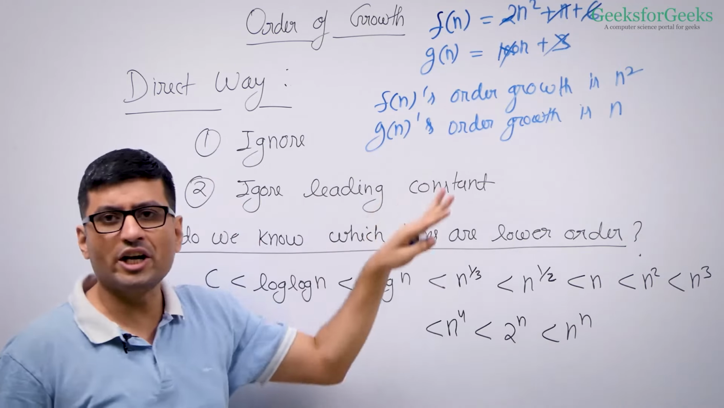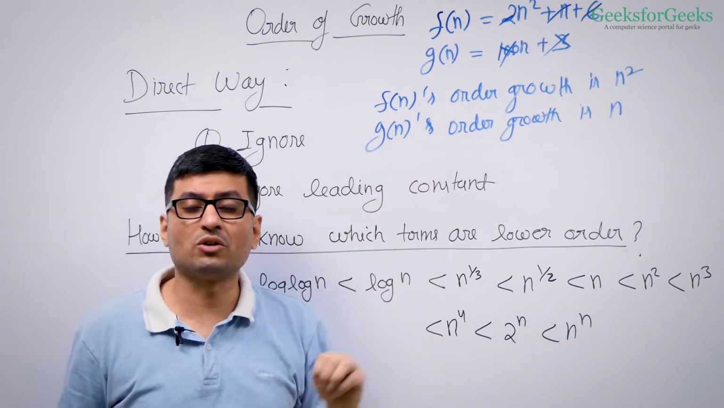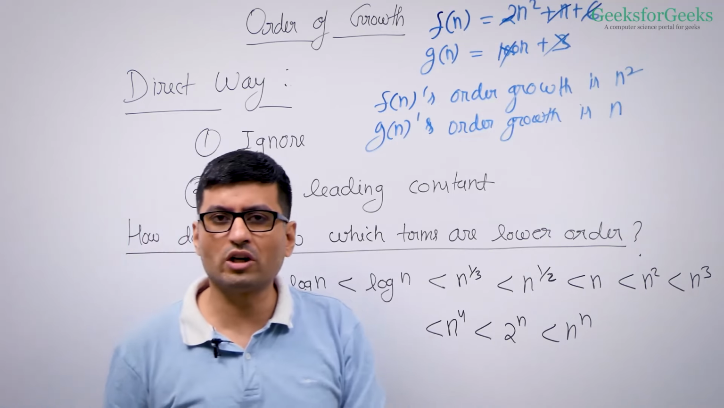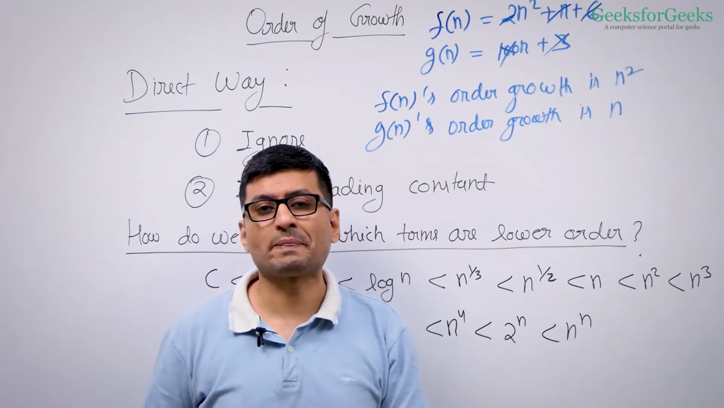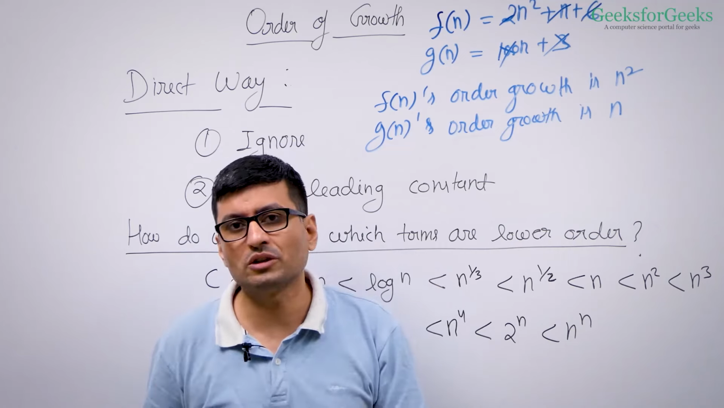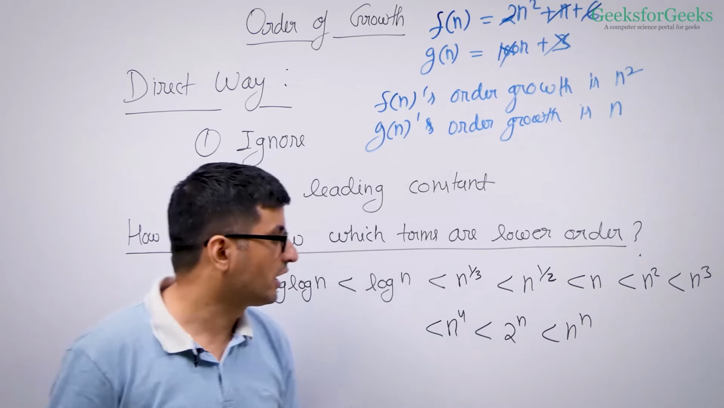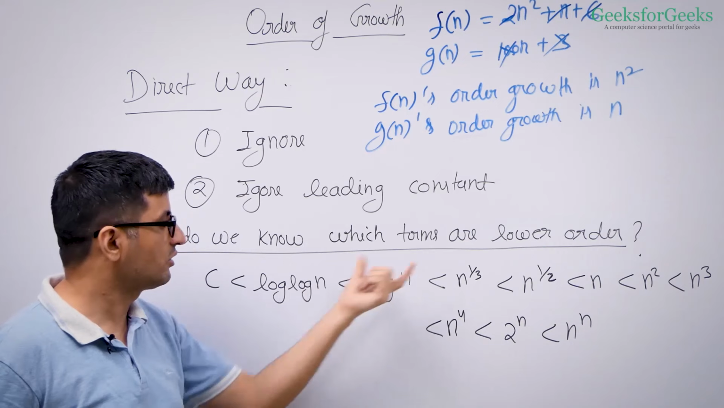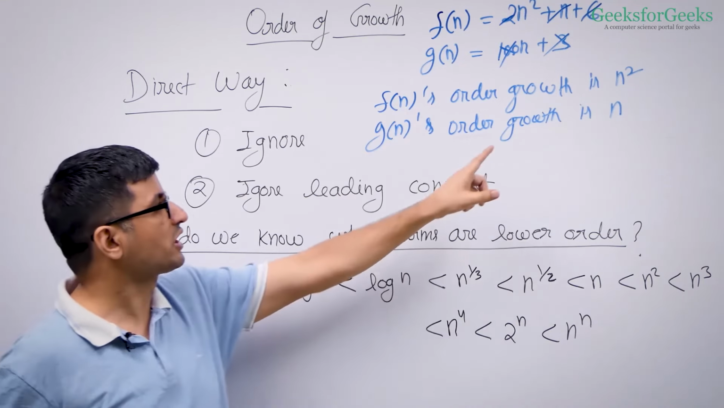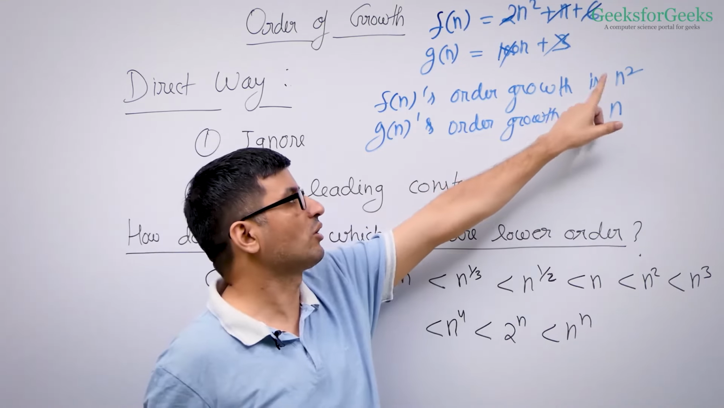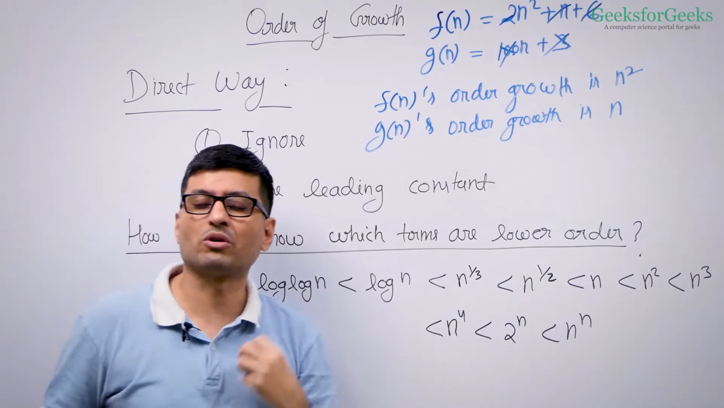So that's the general idea, the direct way to find out the order of growth. Ignore the lower order terms, ignore the leading constants, find out the order of growth and simply compare them. And how do you decide which terms are lower order? You can use this same ordering to decide which has the better order of growth among the finally found orders of growth.